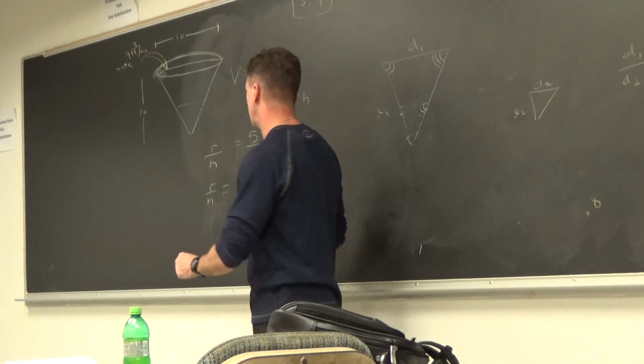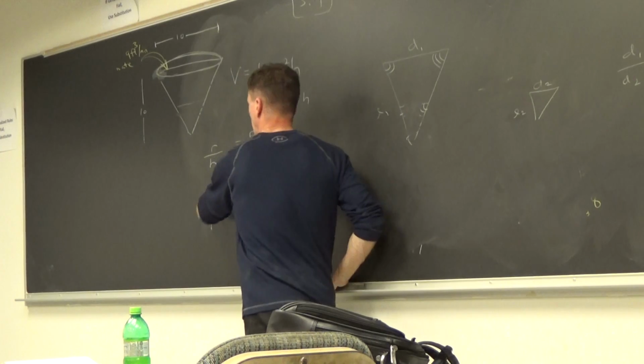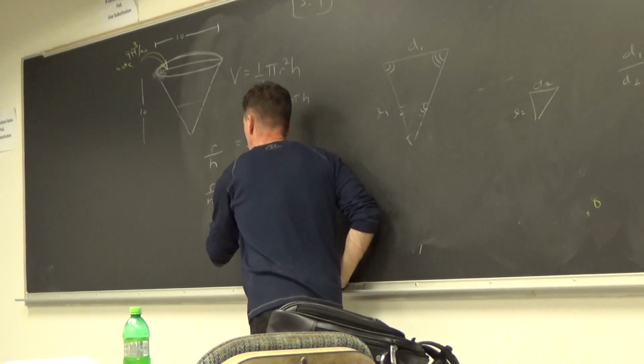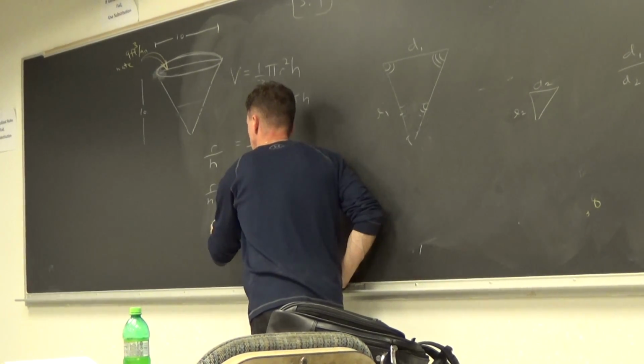How can I get R by itself? Half of R. I can multiply by H on both sides, right? Yep. What do you get? So R equals half of H, H over 2. Is that what I got there?